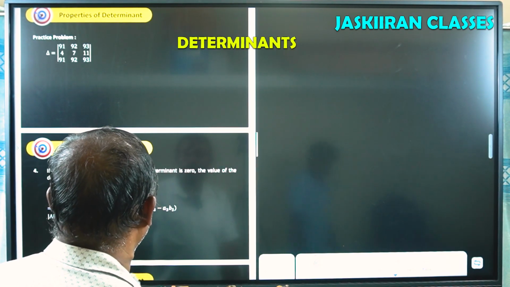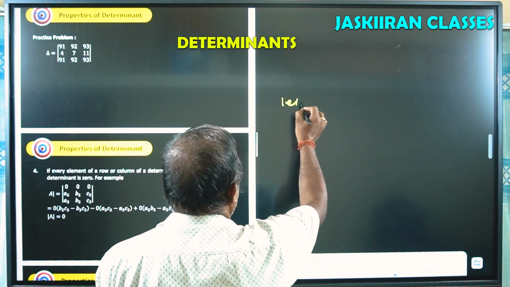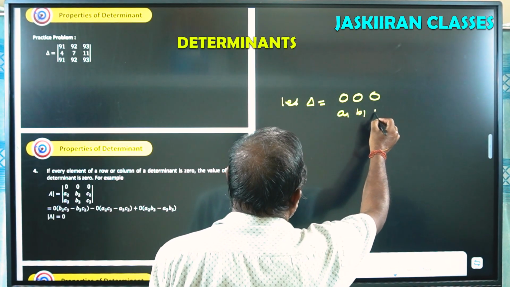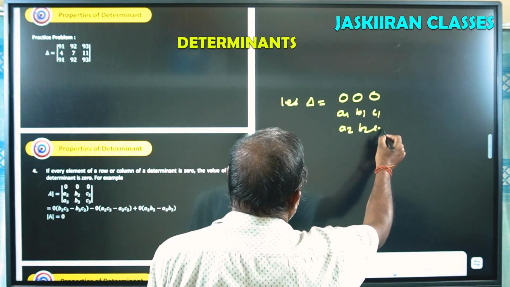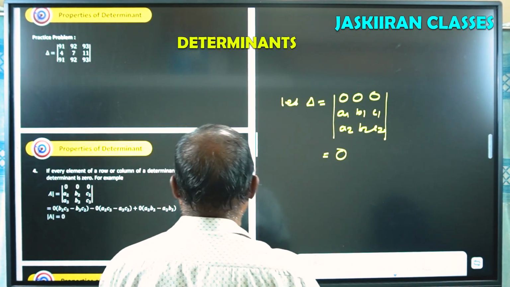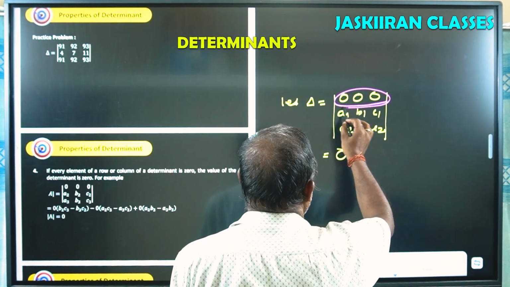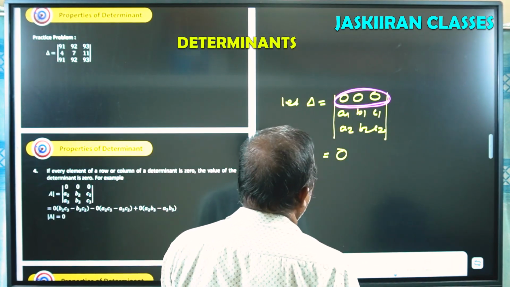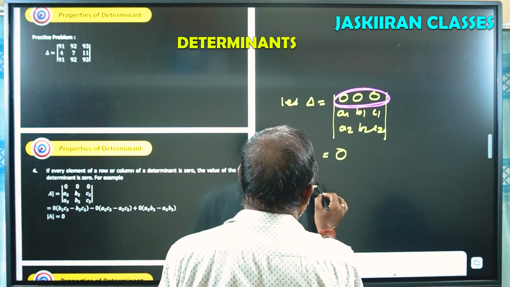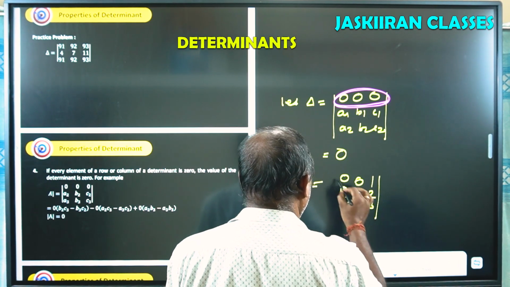If every element of a row or column of a determinant is 0, so let del equal to 0 0 0, A1 B1 C1, A2 B2 C2. That is, the value of the determinant is 0. The fourth property says that if all the elements of any one row are 0, then the determinant is equal to 0. Or let del equal to 0 0 0, 0 0 0, 1 4 3. That is also 0.